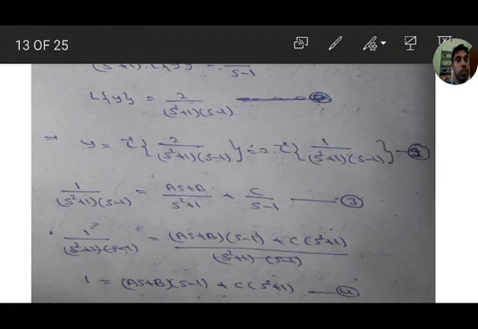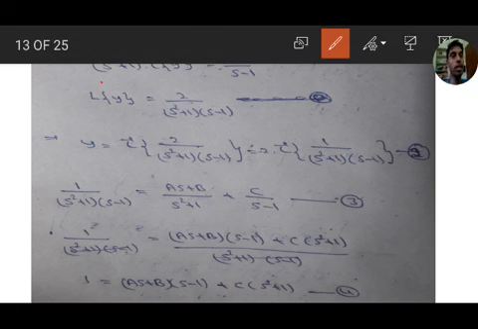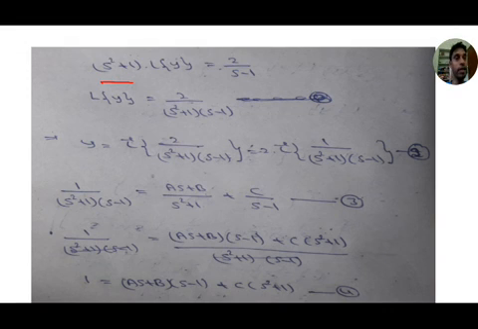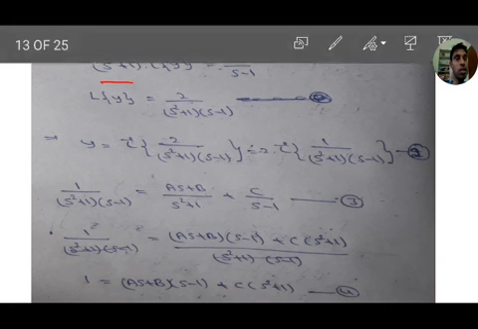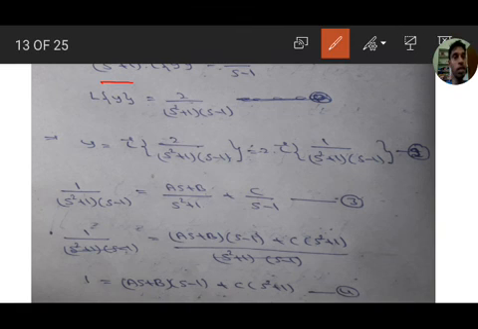So s square plus 1 into L of y equal to 2 by s minus 1. So L of y equal to, here s square plus 1 is multiplying, so it comes to the denominator. So L of y equal to 2 by s square plus 1 into s minus 1. That is L of y in terms of s is obtained.